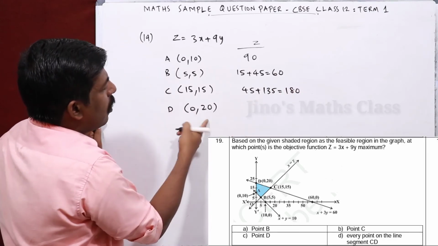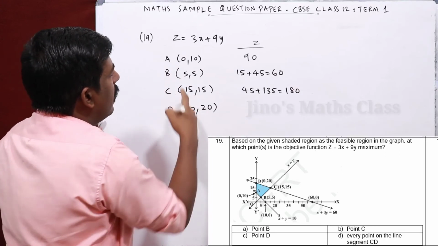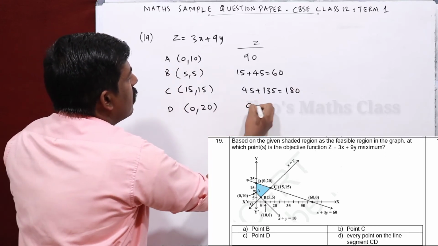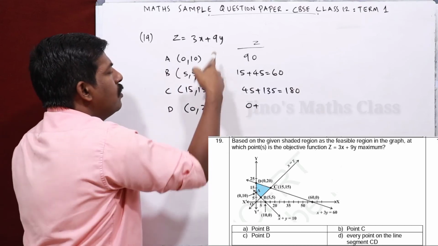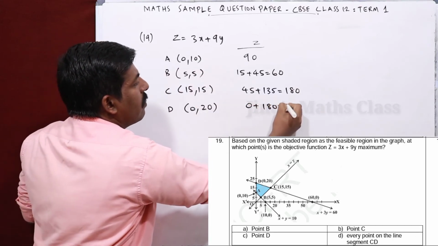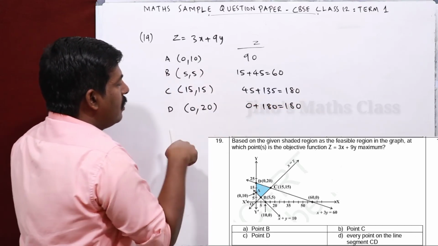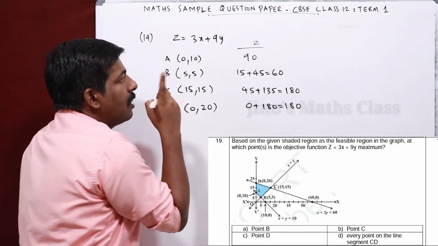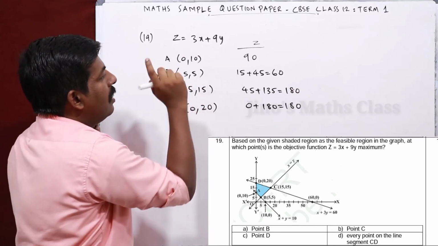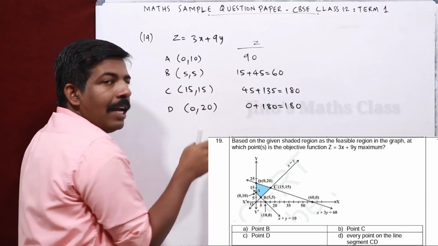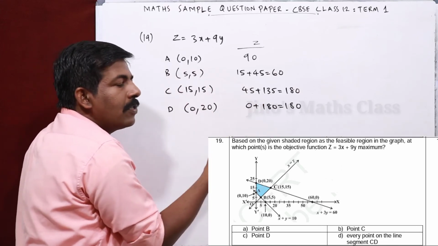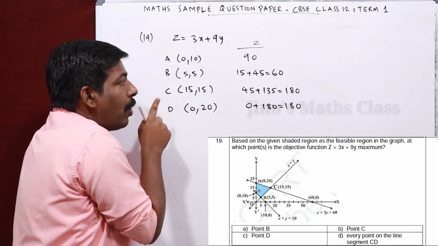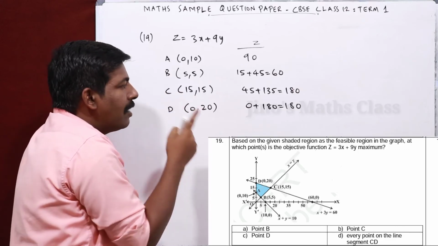Now we can substitute 0, 20 instead of x and y, at the time we will get 0 plus 9 into 20, that is 180. So we are getting 180 at the point D. So the values of Z are 90, 60, 180 and 180. You can see 180 is the maximum value, but it occurs at 2 points C and D.